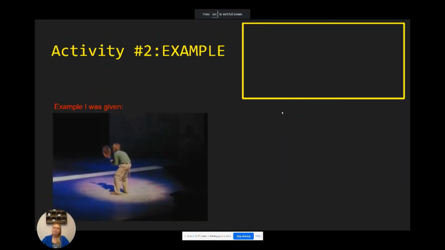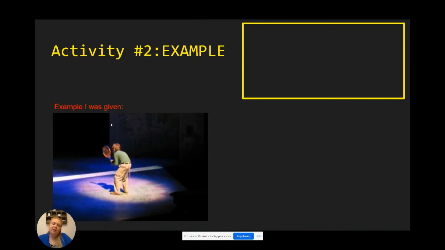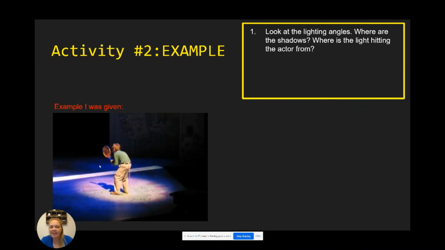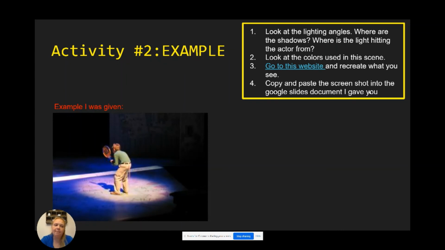So here's an example. This was the example I was given. You'll see on your Google slide that I will give you this picture. Okay, what you want to do is look at the lighting angles in this picture. Where are the shadows hitting? Where's the light hitting the actor from? Is it top light? Is it backlight? 45s. You're going to look at the colors used in this scene. You're going to go to the website and then recreate what you see, and you're going to copy and paste that screenshot into the Google Slides document that I gave you.